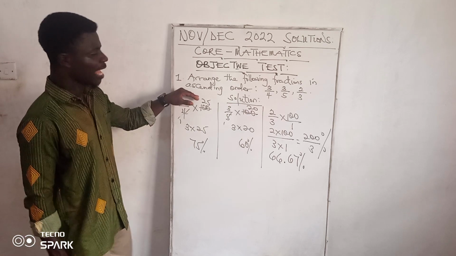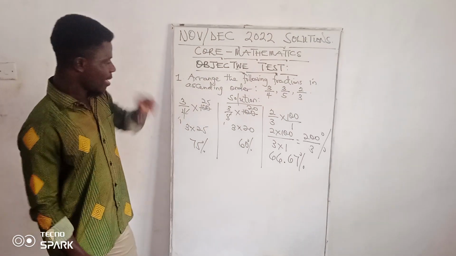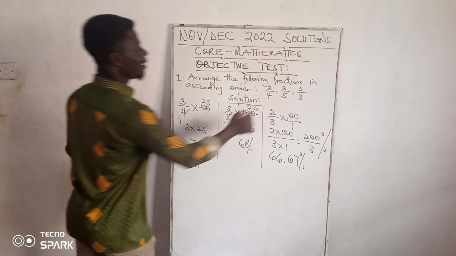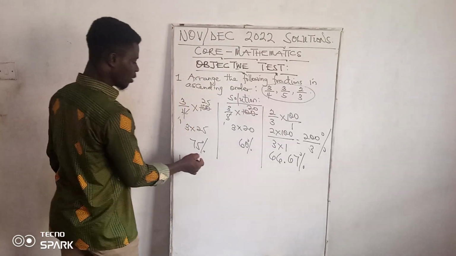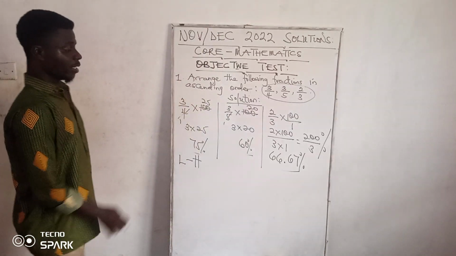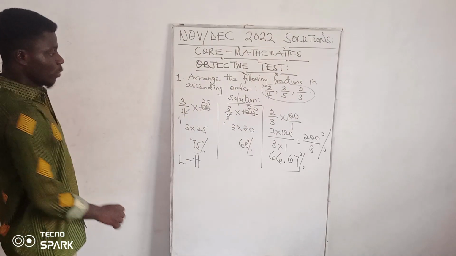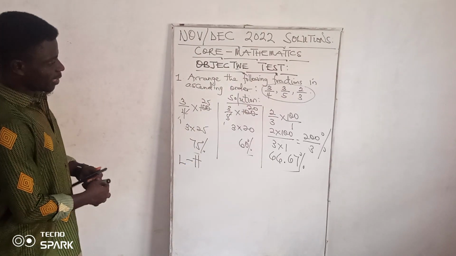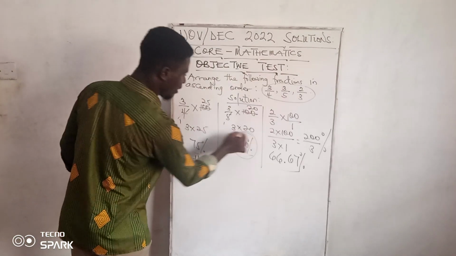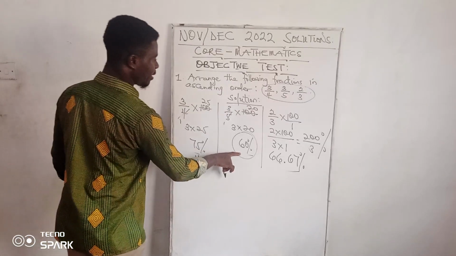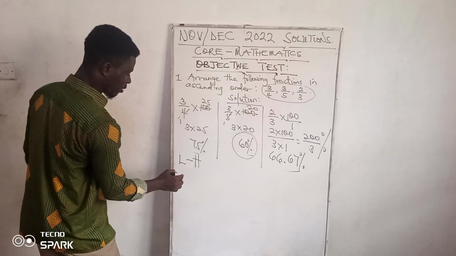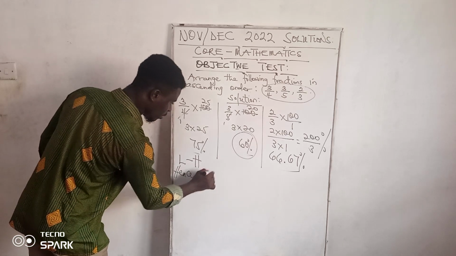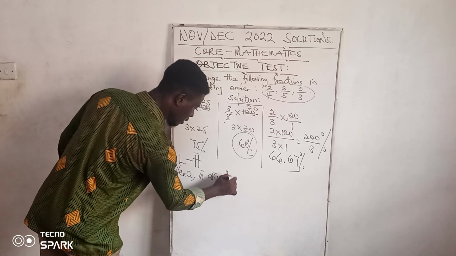So now they are saying arrange it in ascending order. Ascending order means from the lowest to the highest. They said arrange the fractions, they didn't tell you to arrange the percentages, right? So now, how do we go about it? Let's see the smallest percentage here. Which is 60%, right? So 60% goes with 3/5.